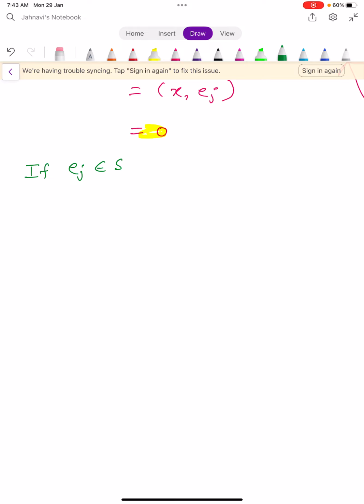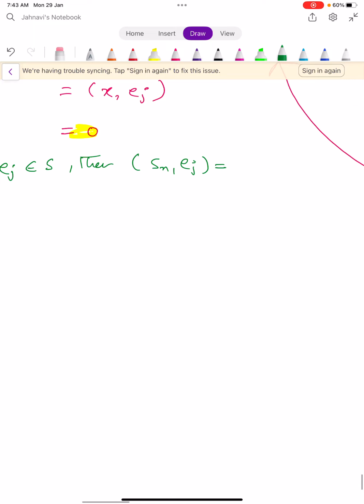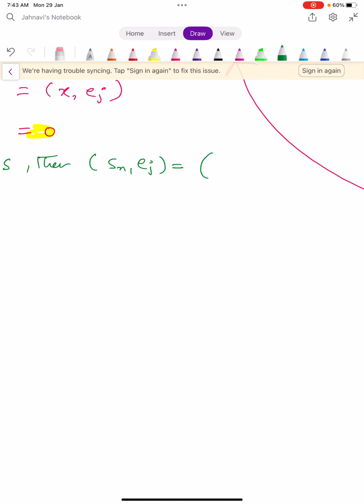If ej belongs to S, then the inner product of Sn comma ej can be written as the summation from 1 to n of the inner product x comma ei into the inner product ei comma ej. This term is nothing but x comma ej, if n is greater than j.